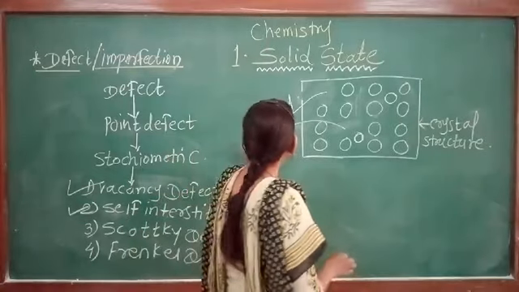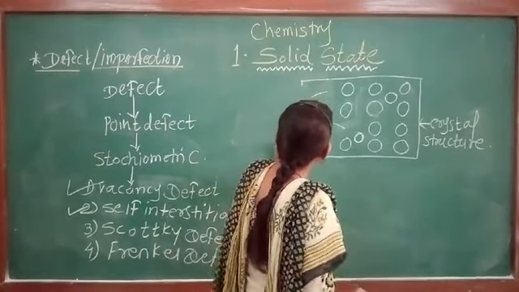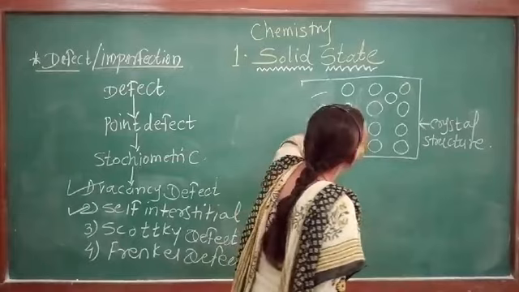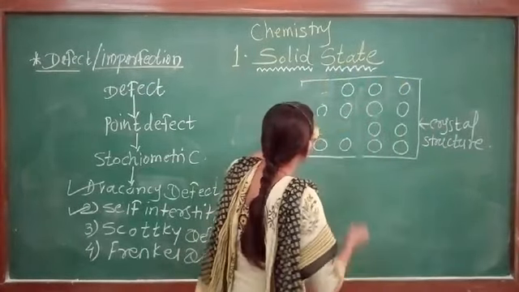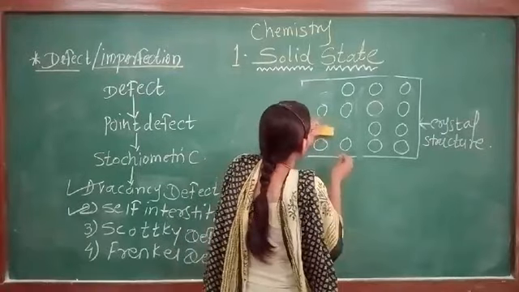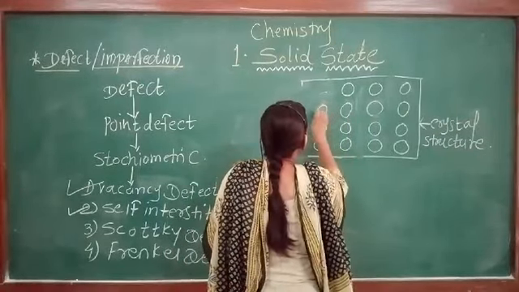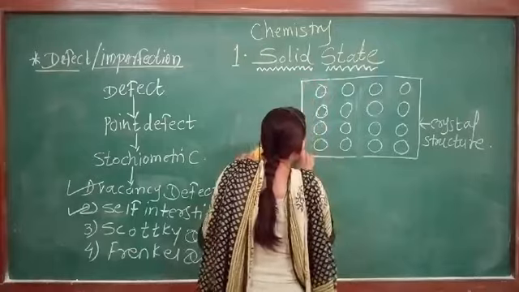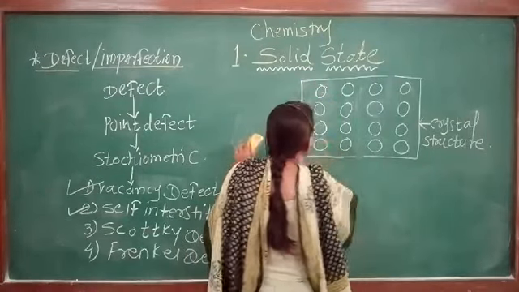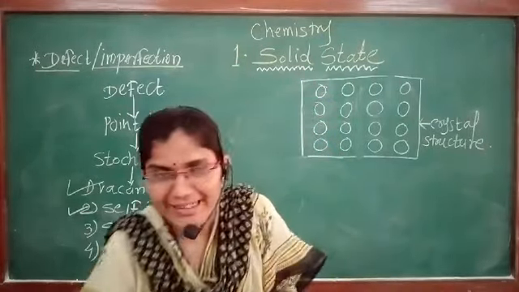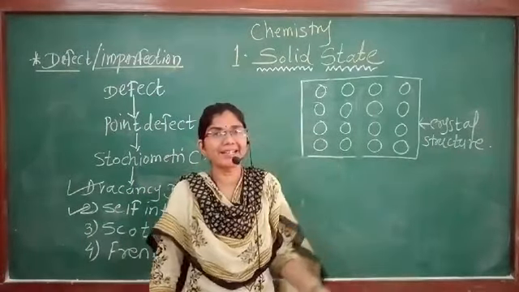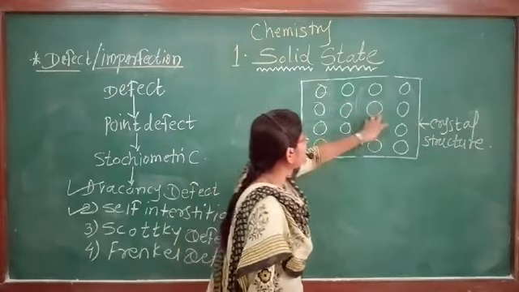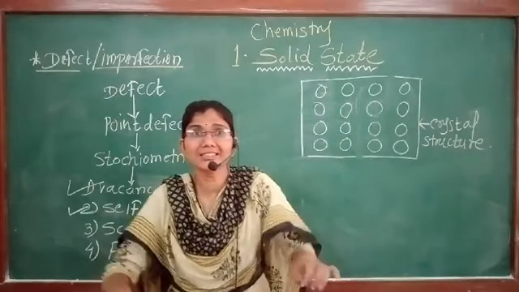Secondly, what happens? Suppose we consider a crystal lattice here, and in this crystal structure, one extra particle, just like these points which are present in the crystal structure.